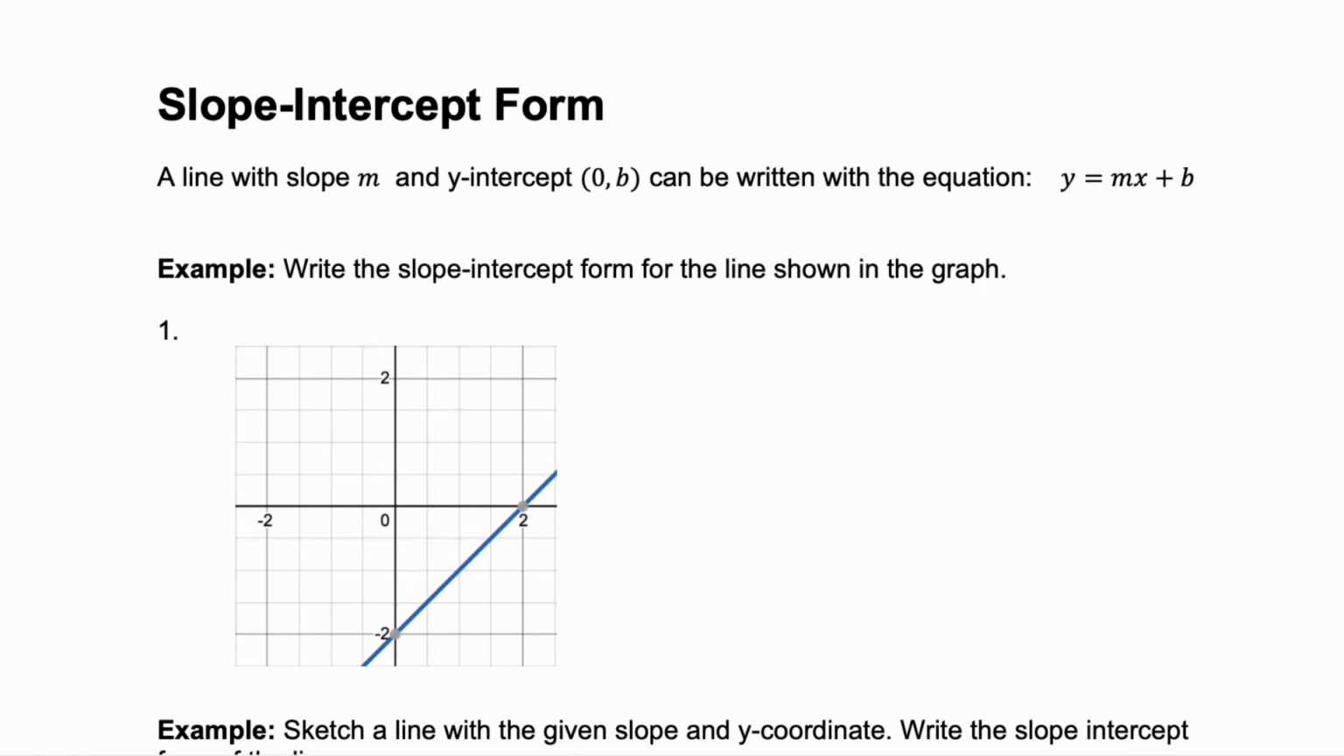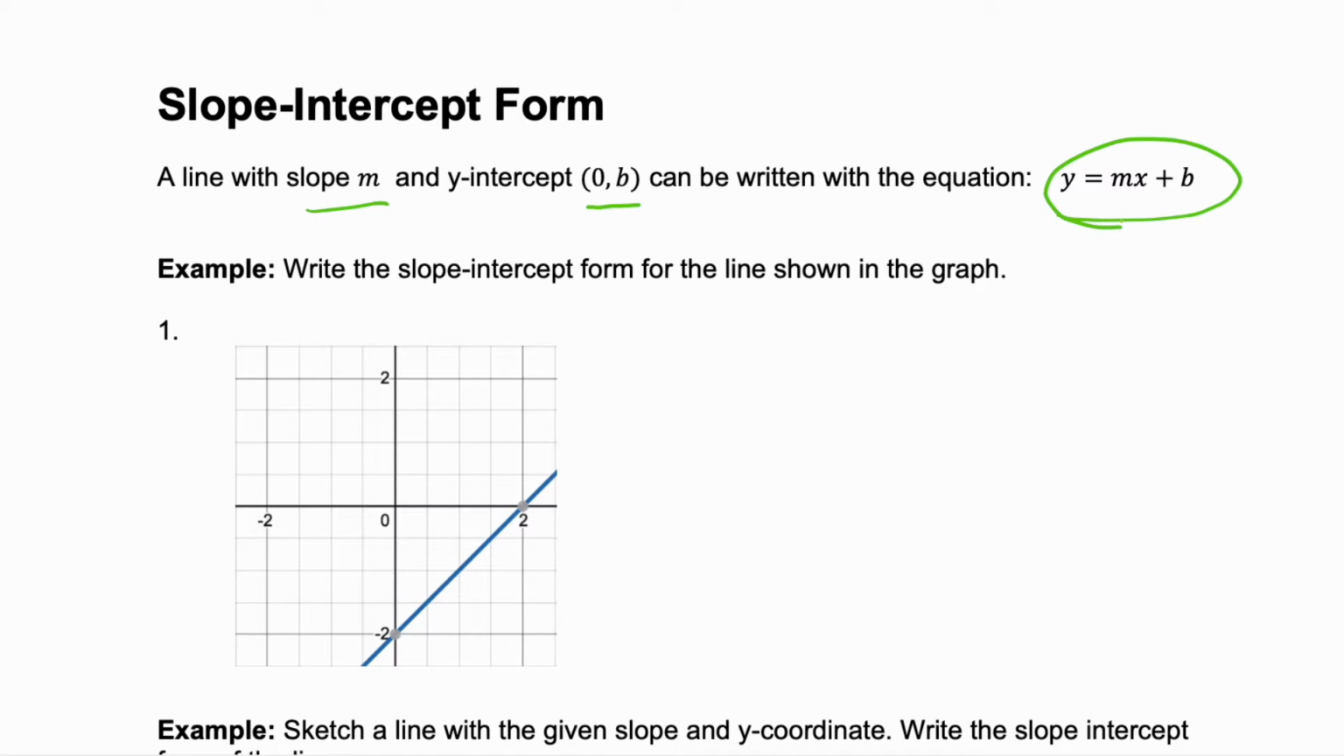Welcome back, everyone. Today we're going to look at slope-intercept form. Slope-intercept form is just one of the ways that you can write the equation for a line. So if you have a line that has a slope m and a y-intercept 0, b, you can write that with the equation y equals mx plus b, where y and x remain as variables and m and b are constants.